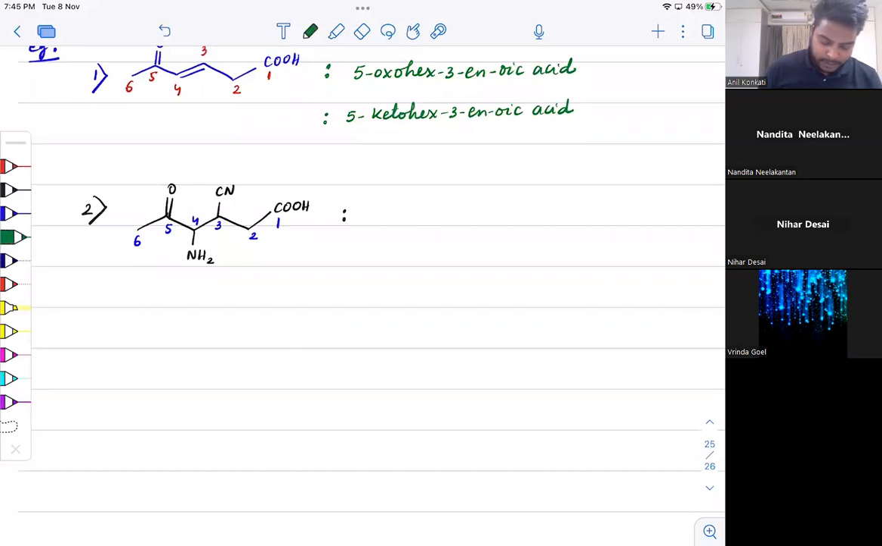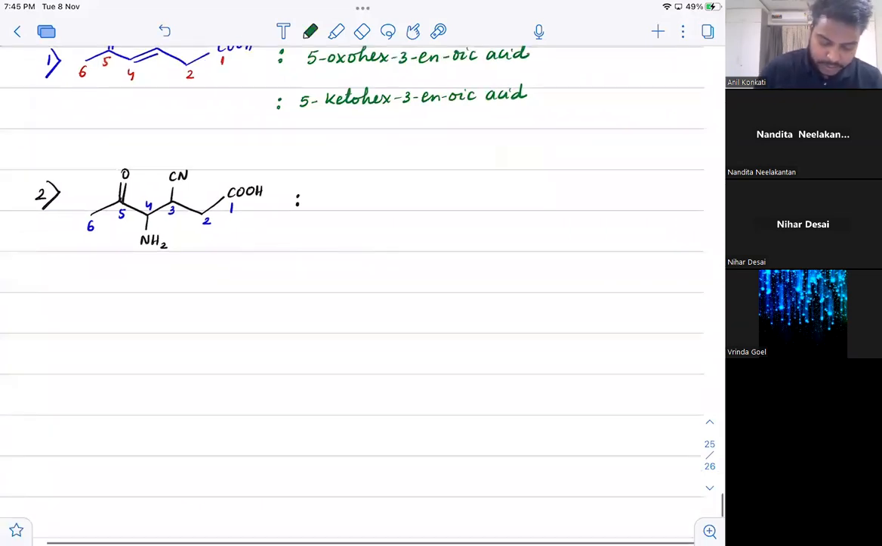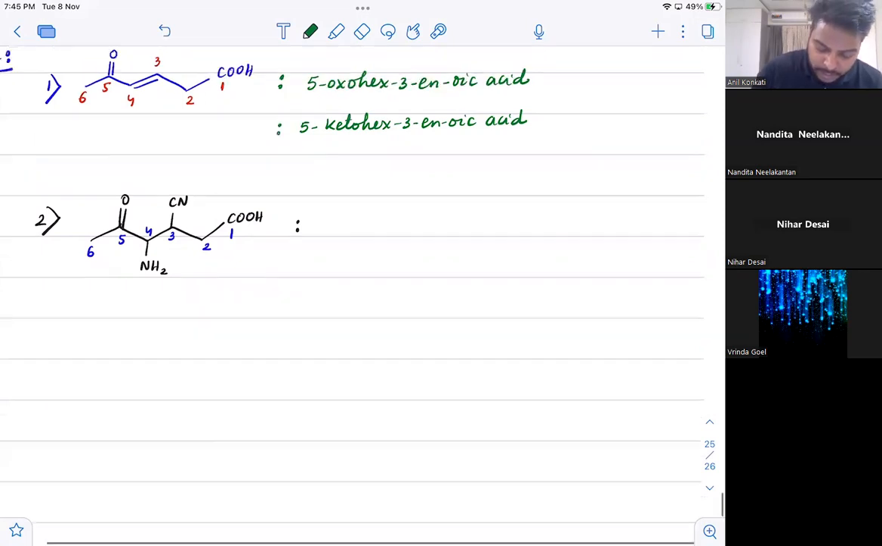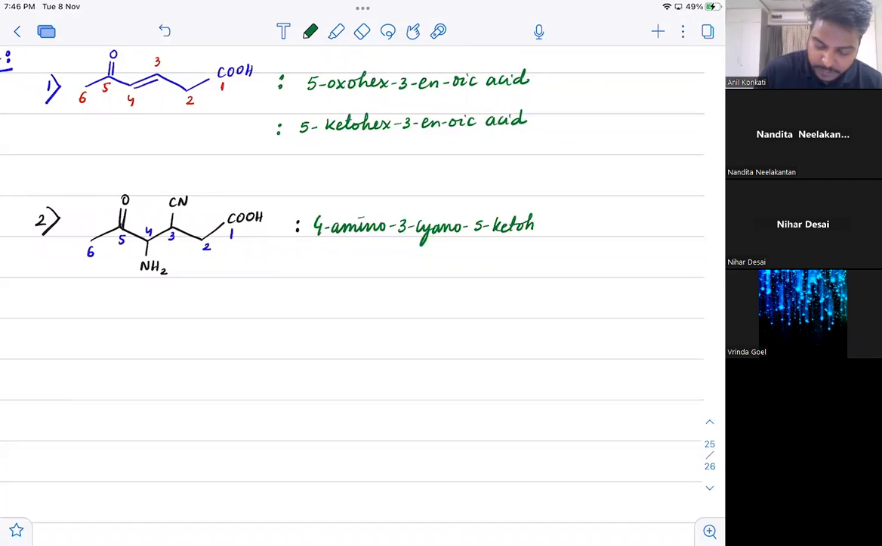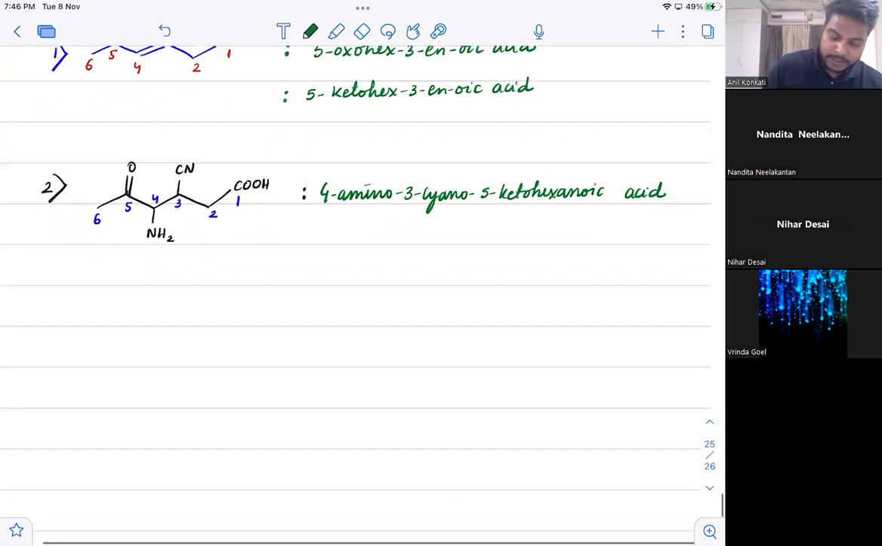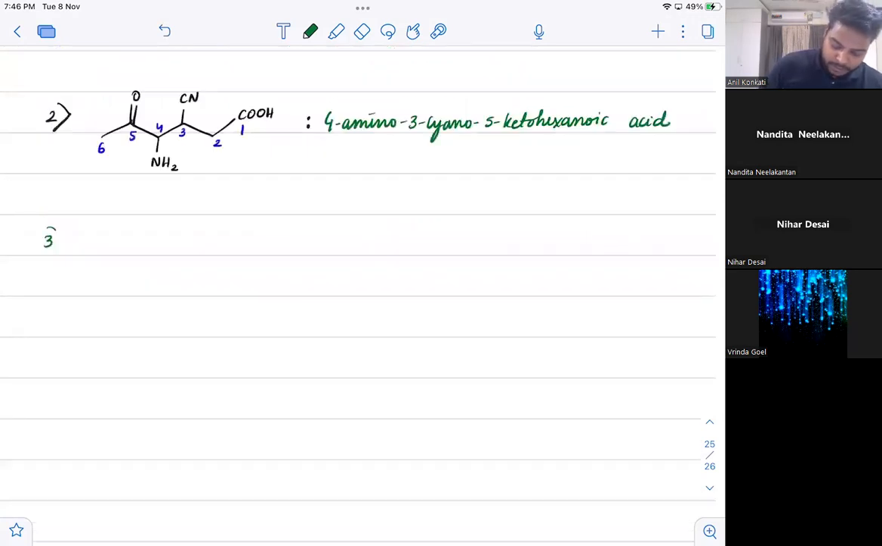Now, writing the name here again, check. On the third position, I have cyano. Fourth position, I have amino. And fifth position, I have keto. So, by alphabetical order, amino should come first. So, 4-amino, 3-cyano, and 5-keto. You can take keto or oxo also. Then we have hexanoic acid. Make a note.